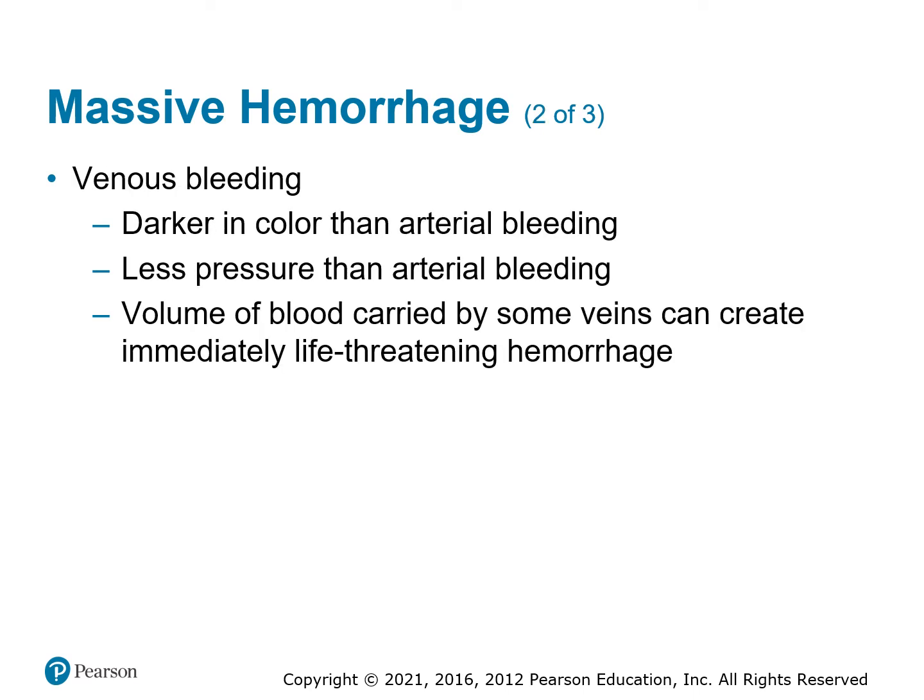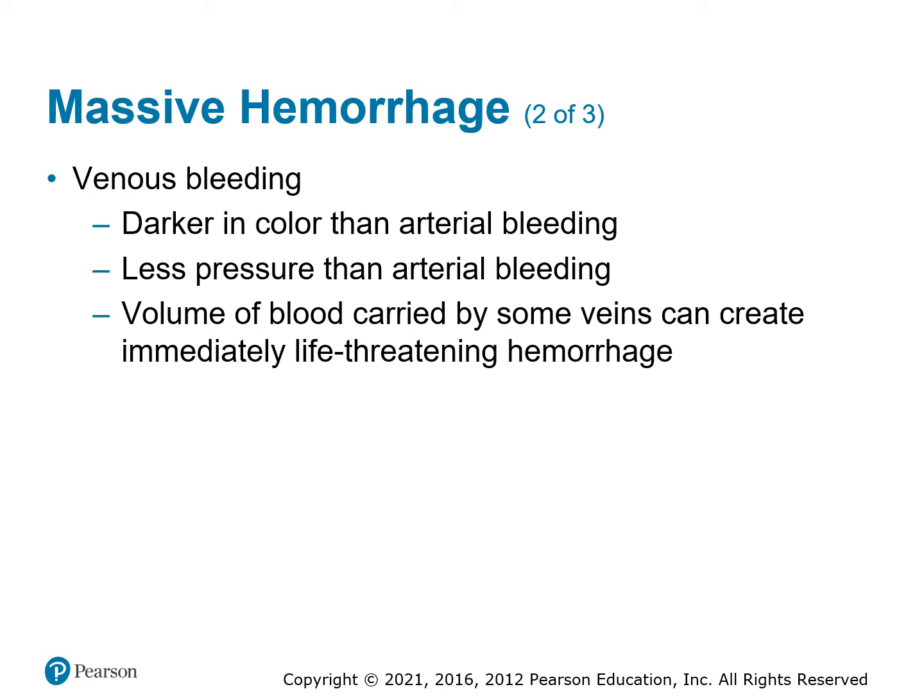Now the venous bleeding, like we talked about, is going to be darker in color than the arterial bleeding. It's going to be kind of a dark maroonish red. It's going to be under less pressure than the arterial bleeding, so you shouldn't see the spurting, but you can see a large blood loss depending on the vessel that's been damaged.